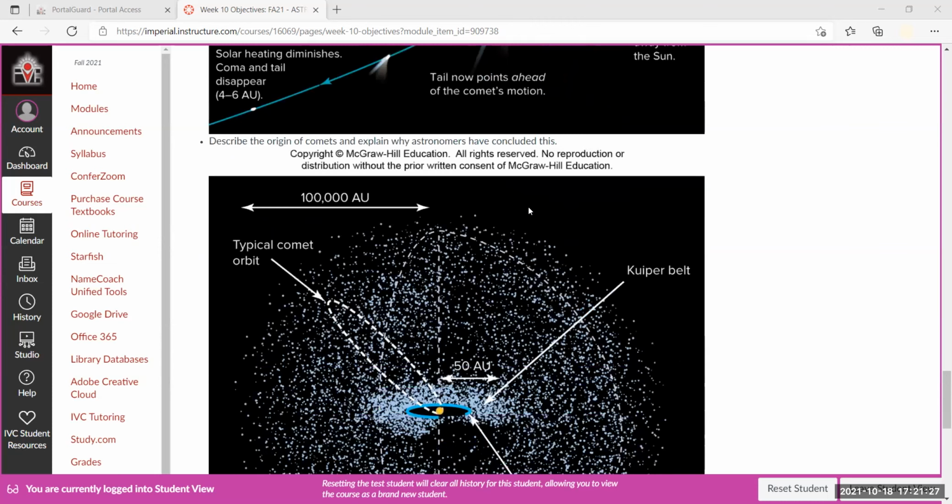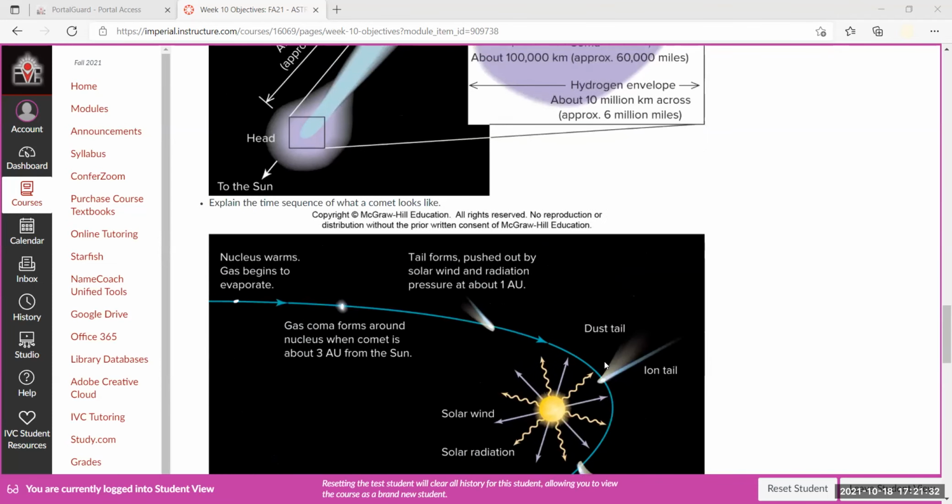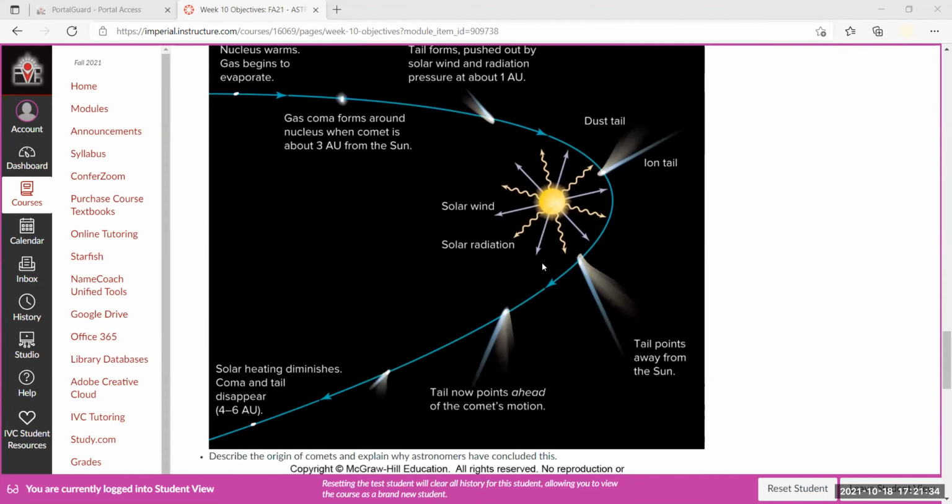And this is where it originates from. While it's leaving, this dust is actually left behind, not going to coalesce again and go back into it. So it's going to be left behind, and it's going to be in the path of different planets.